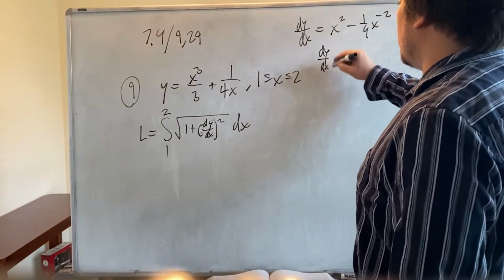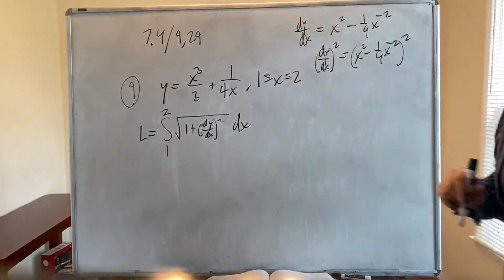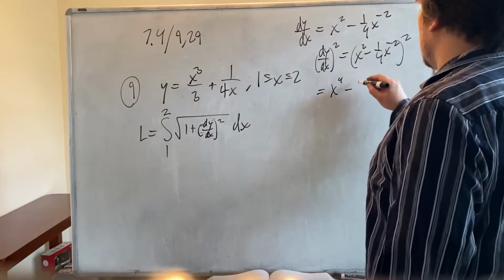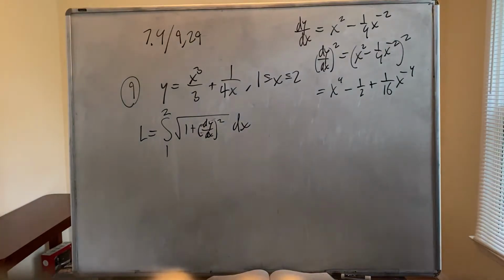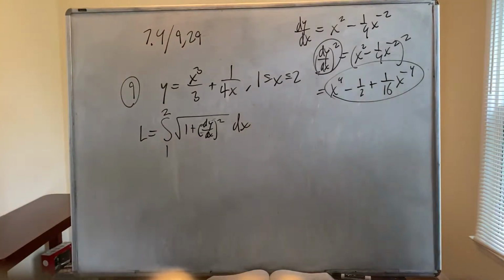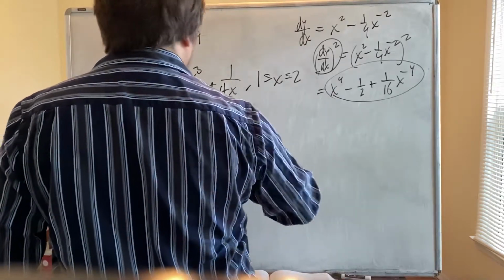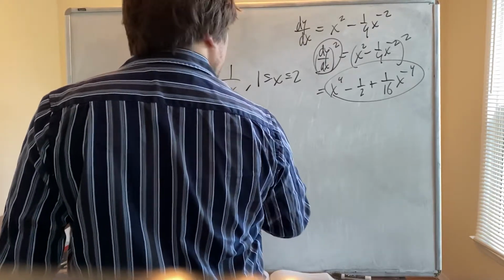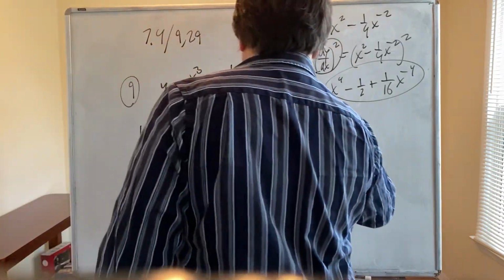So (dy/dx) squared is (x squared minus 1/4 x to the negative 2) in parentheses squared. That's equal to x to the 4th minus 1/2 plus 1/16 x to the negative 4. So (dy/dx) squared is x to the 4th minus 1/2 plus 1/16 x to the negative 4. So this is equal to the integral from 1 to 2 of the square root of 1 plus that: 1 plus x to the 4th minus 1/2 plus 1/16 x to the negative 4 dx.